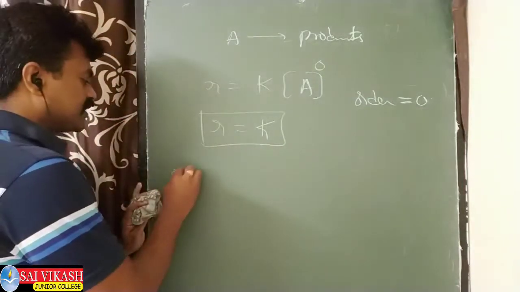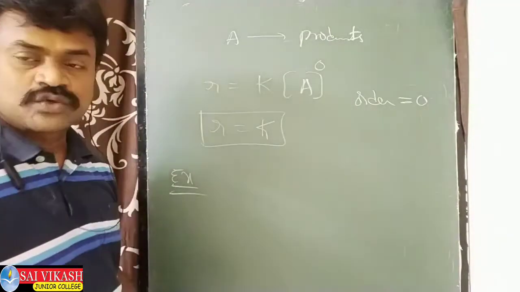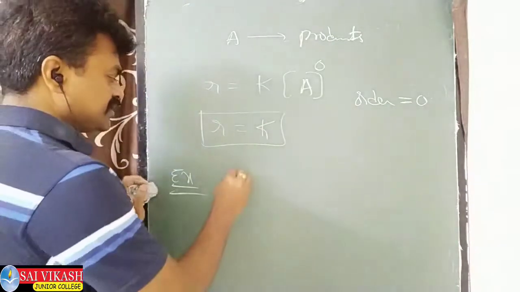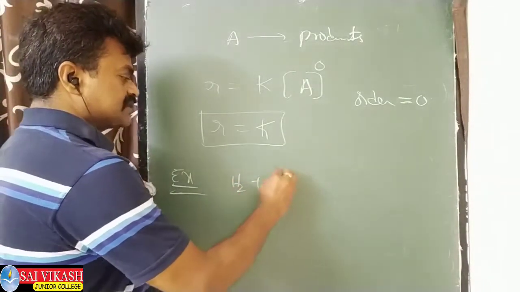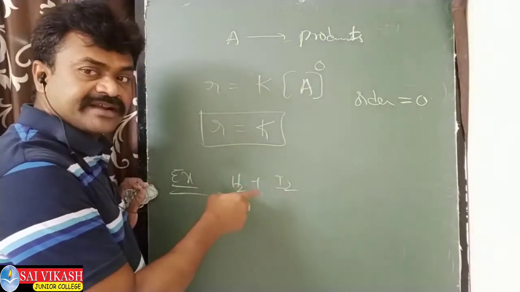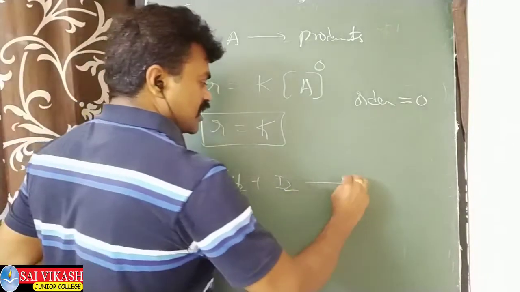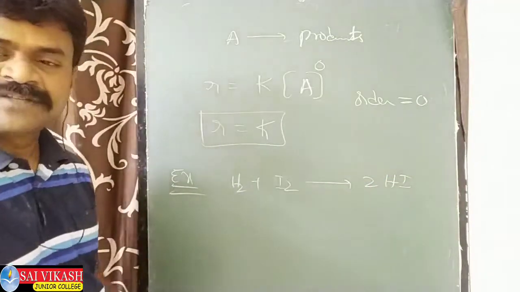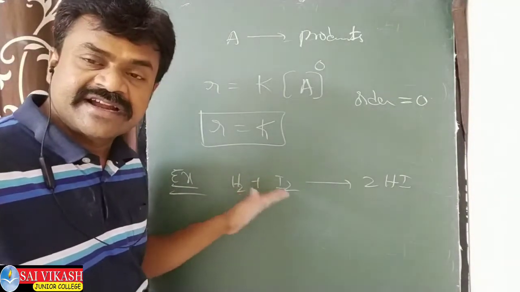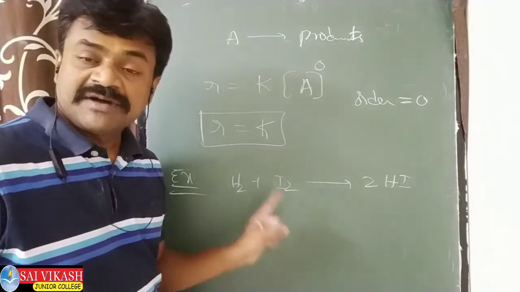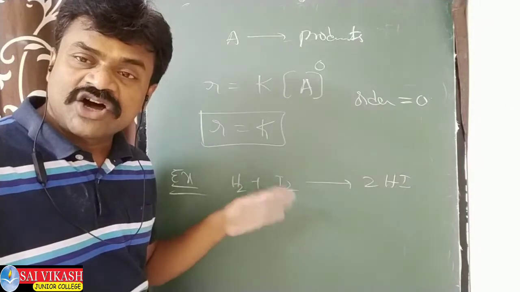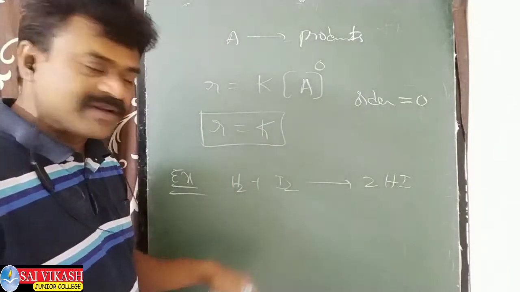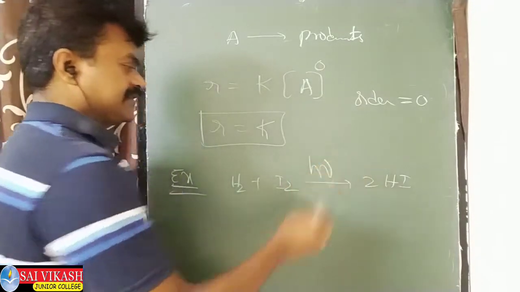See, an example for this is photosynthesis, as I told you. And constant speed reactions means, see, H2 plus I2. I already gave this as a second order reaction. This H2 and I2 forms 2HI. I gave this in second order before. But this can also act as zero order. How? If it takes place in the presence of sunlight.